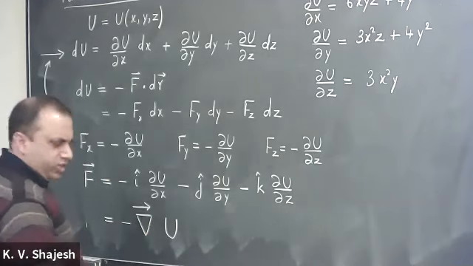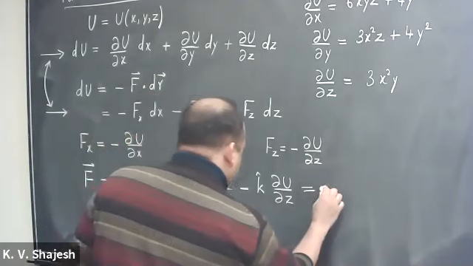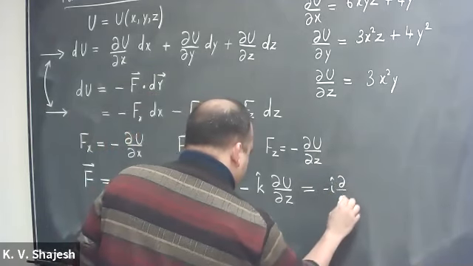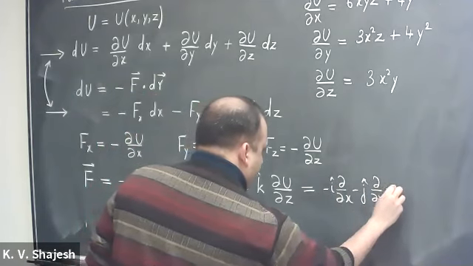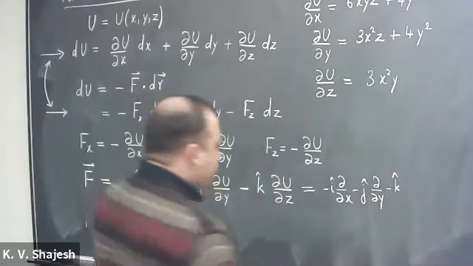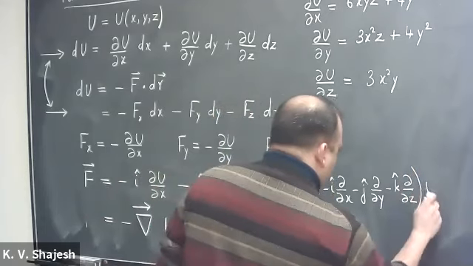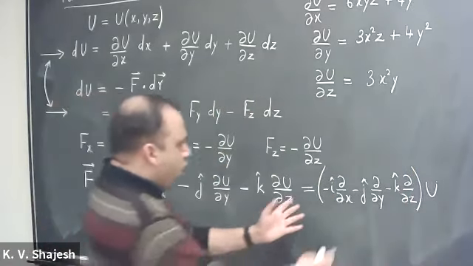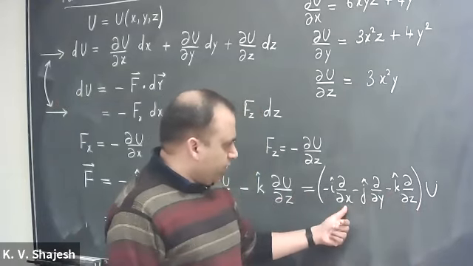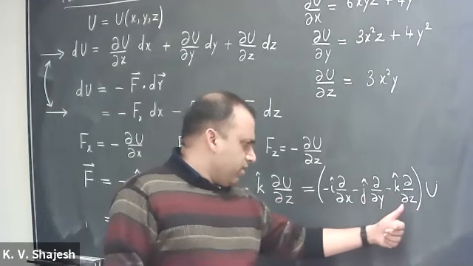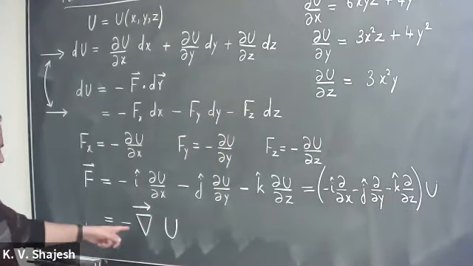So how does that show up? Maybe I can write it here and it will show up clearly. Minus i hat d by dx, minus j hat d by dy, minus k hat d by dz, all of it operating on u. That's what the symbol is. That is an operator which has three components: partial derivative with respect to x, partial derivative with respect to y, partial derivative with respect to z, operating on the potential energy. That's that symbol.